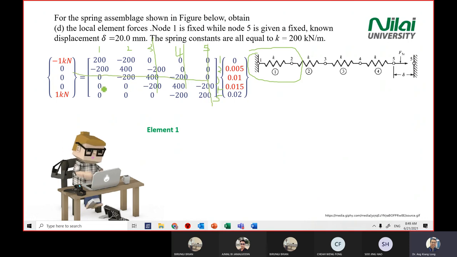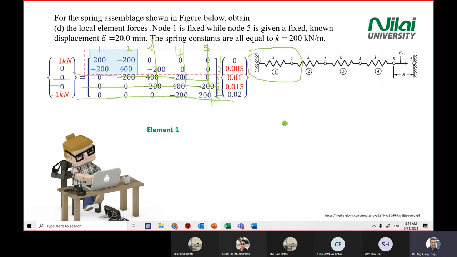Close. 3, 4, 5, including this one. 3, 4, 5, you just close it. And then you expand the equation.